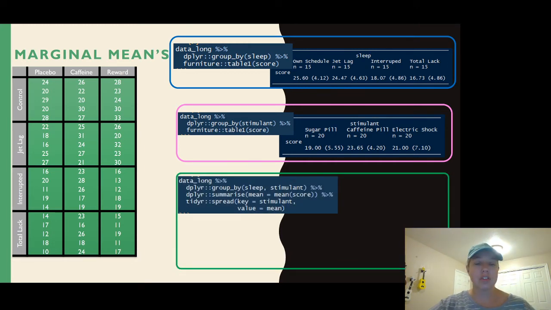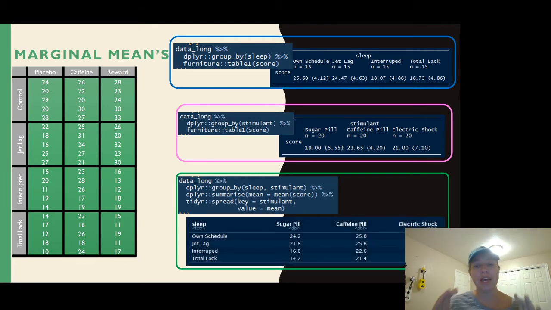And then this third little chunk of code in the green outline, I've done something a little bit different. Instead of grouping by just sleep or just stimulant, I'm grouping by both. I'm summarizing to get a mean score, and I'm spreading that out so that I can get a table that has all those green center cells, their averages.